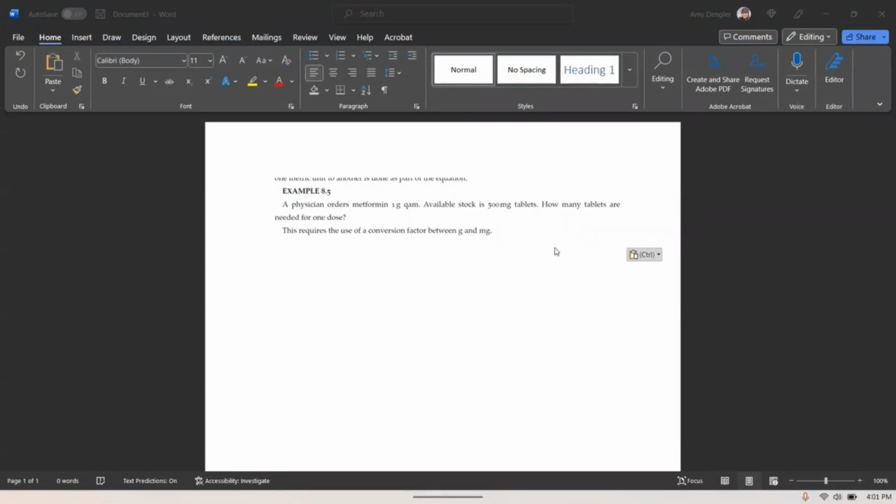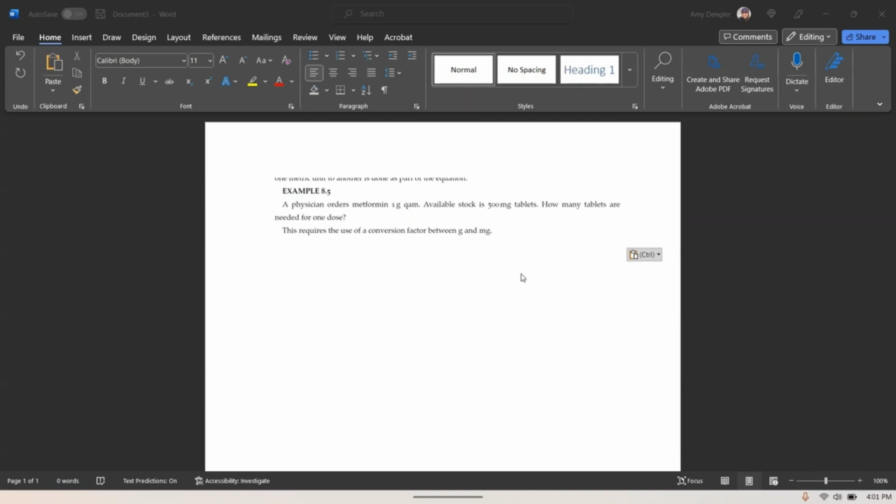For example 8.5, a physician orders metformin 1 gram, QAM, which we should know by now means every morning. Available stock is 500 milligrams. How many tablets are needed for one dose? This requires the use of a conversion factor between grams and milligrams.